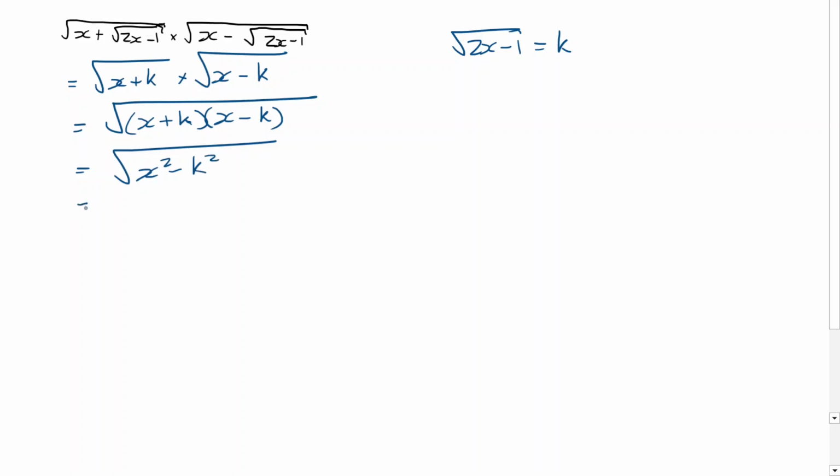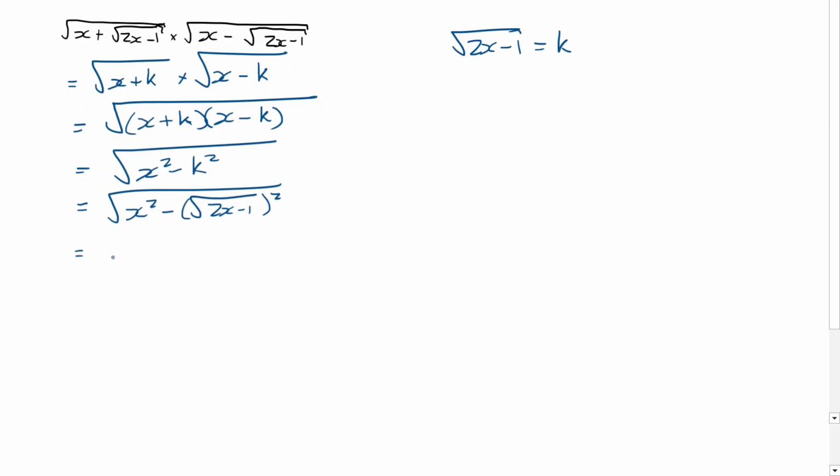At this point, it's very tempting to just cross the square root with the squares and say your answer is x minus k. That's what you might have done. But because of this minus in between, you can't do it. And so at this point, because I can't really go further, I'm just going to put what I put for k back in its place. So that was 2x minus 1 squared.